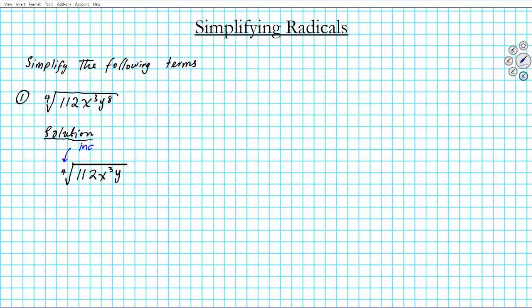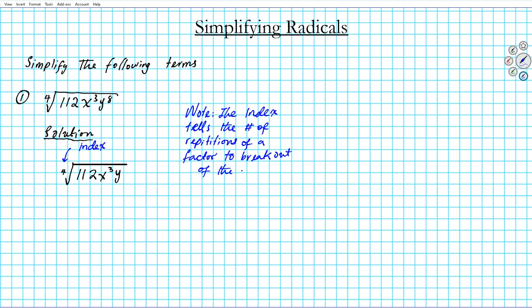So something to note is that the index tells us the number of repetitions of a factor in order to be able to break out. It tells us the number of repetitions of a factor to break out. What are we breaking out of? We're going to break out of the radical.